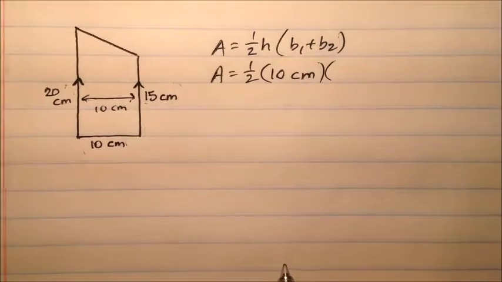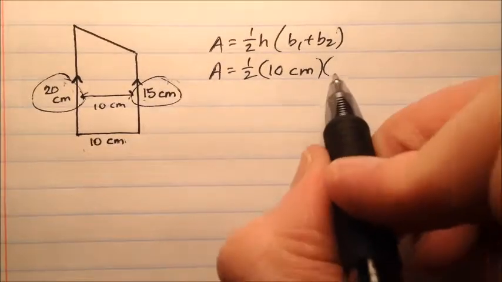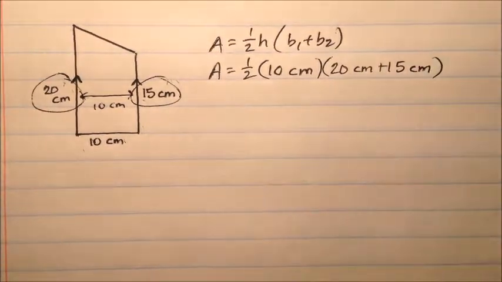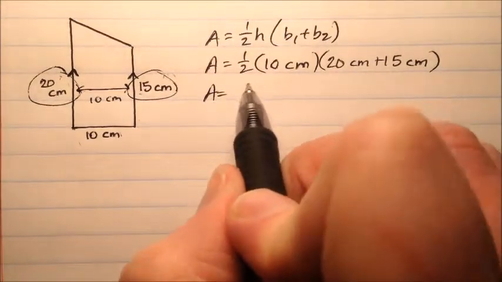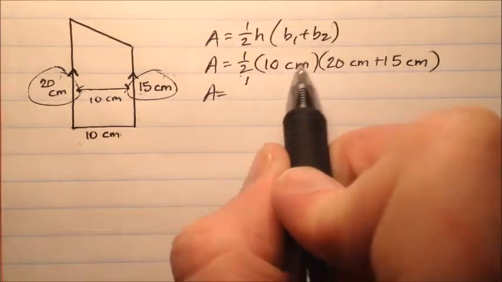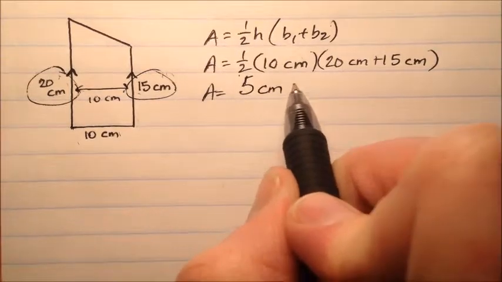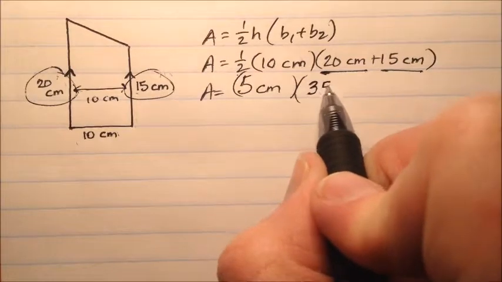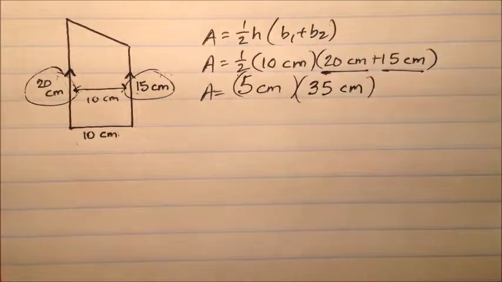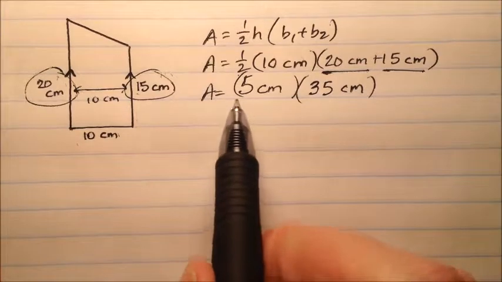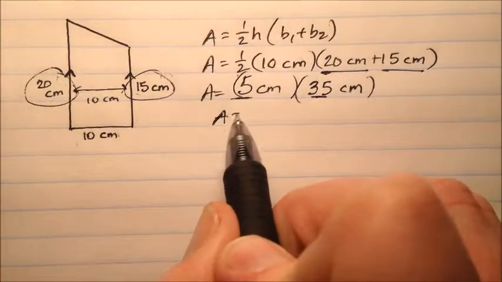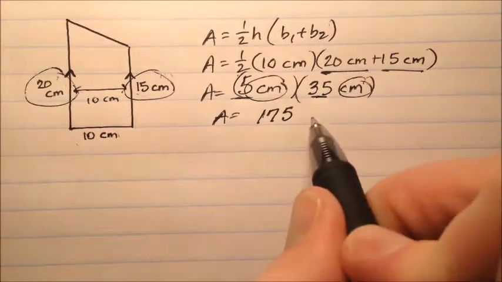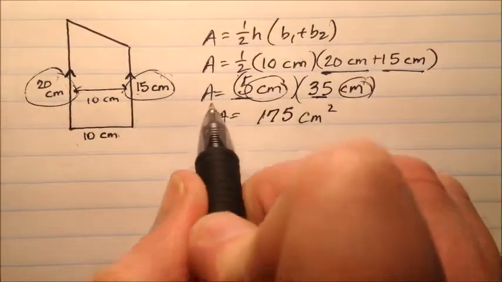And then we're going to multiply by the quantity. And the quantity here is my two bases added up. So 20 centimeters plus 15 centimeters. Okay, so as I continue, half of my 10 centimeters will be 5 centimeters. And then my 20 centimeters plus 15 centimeters should be 35 centimeters. So to find the area here, we're just going to multiply 5 times 35, which should give us 175. And then centimeters times centimeters will be centimeters squared.